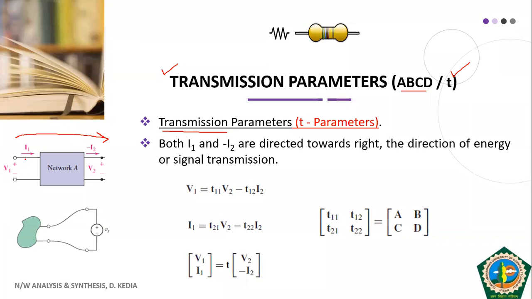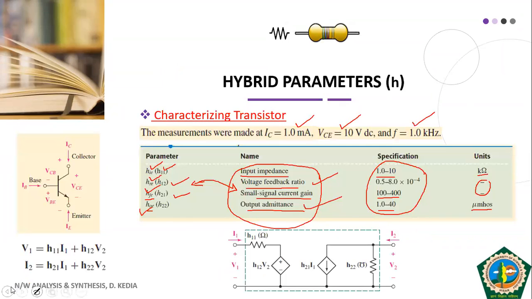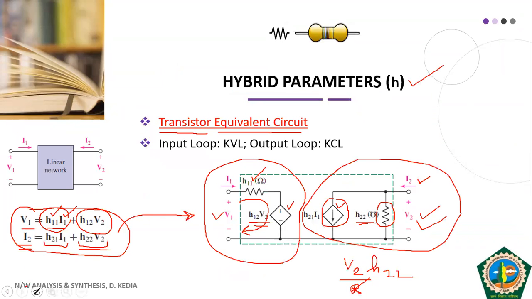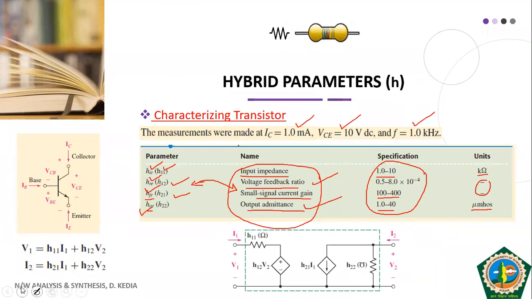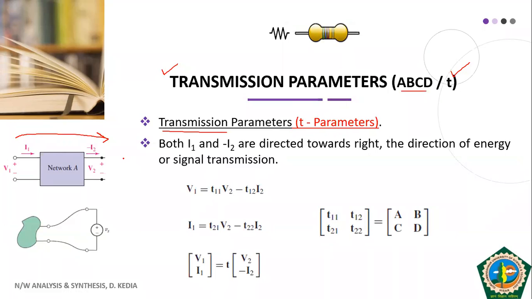So it means the direction of I1 is confirming from input to output, but the direction of I2, if you look at the previous slide, was directed from output to input, but actually it should be from input to output. So that's why in case of transmission parameters, the direction of I2 has been specified outside, and in order to conform with previous notation, I2 will be taken as negative. So these are the defining equations for your transmission parameters.